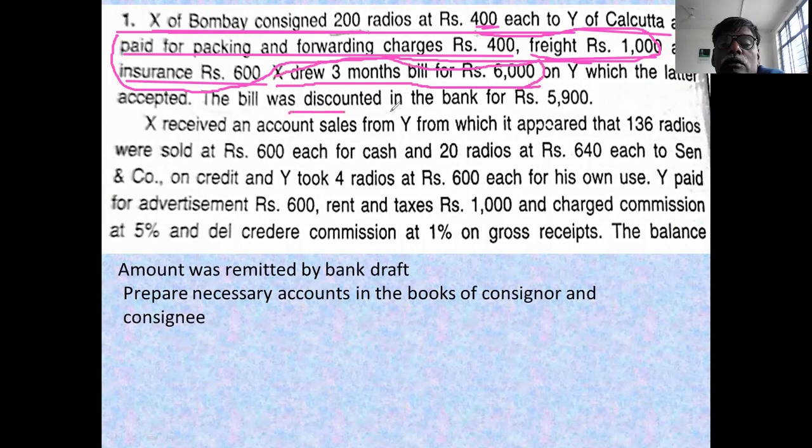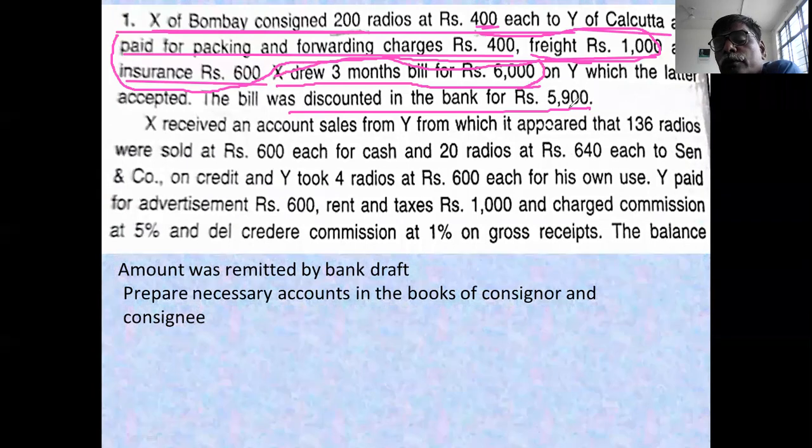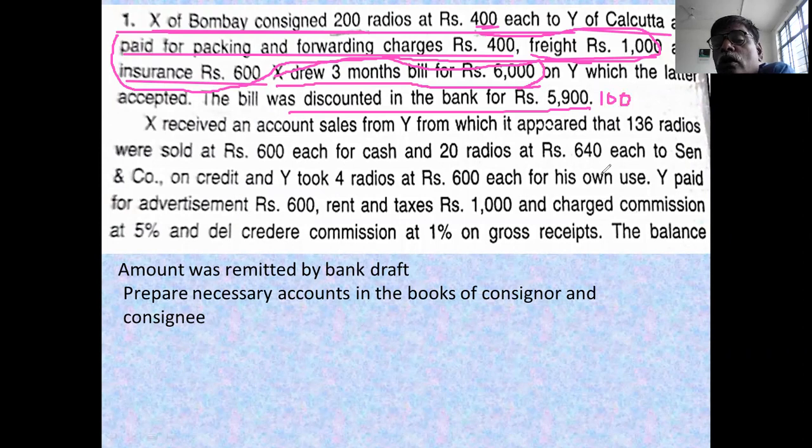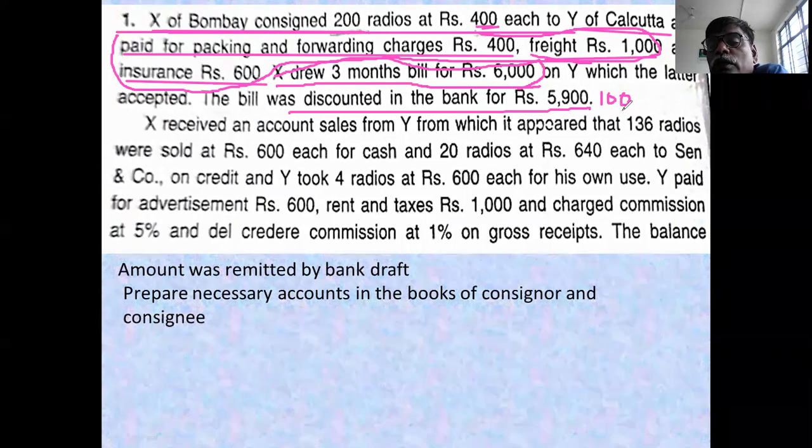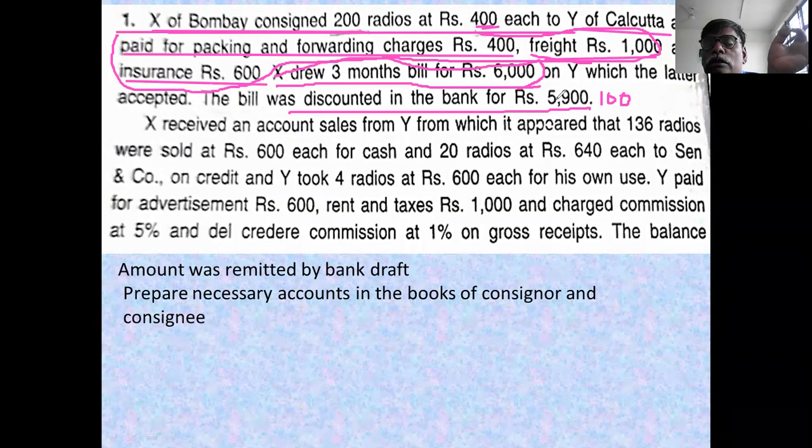And the same bill was discounted for rupees 5,900. Bill is rupees 6,000, discounted for 5,900. And there is a loss of 100 rupees. That 100 rupee loss is called discount on bill. Discount on bill, rupees 100, you write on the consignment account debit side, or you may leave it. In this paragraph, there are three transactions.